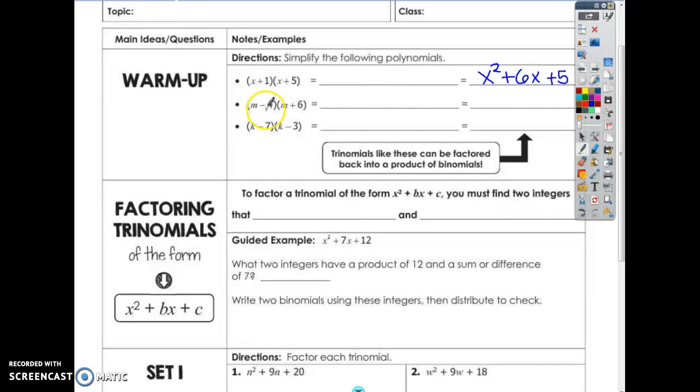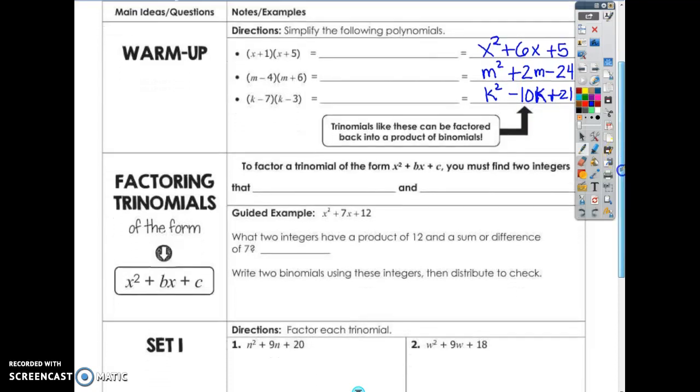Okay? Over here, negative 4 times 6 is negative 24. That's the last number. And when I take the sum or the difference of that, that gives me a positive 2x. And then in the front, well, really it's 2m. And then in the front, I have m squared. Okay? This one, when I multiply those two, that gives me a positive 21. And when I take the sum of those two, that's a negative 10k. And then in the front, I have k squared. Okay, so that's the easy way of multiplying it.